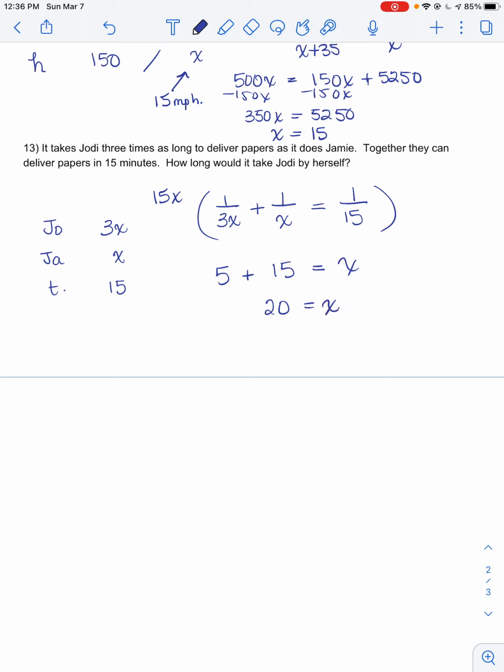So they're saying here that x equals 20, which means that Jamie can deliver the papers in 20 minutes by herself. But Jody's slower. She's got the 3 times x, which is 3 times 20, or 60 minutes. So how long would it take Jody by herself? It would take her 60 minutes to deliver those papers.